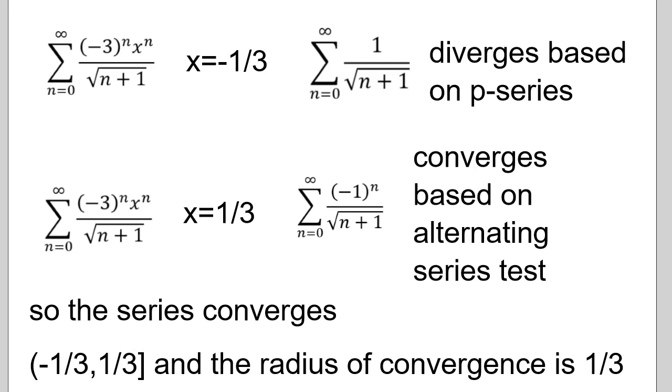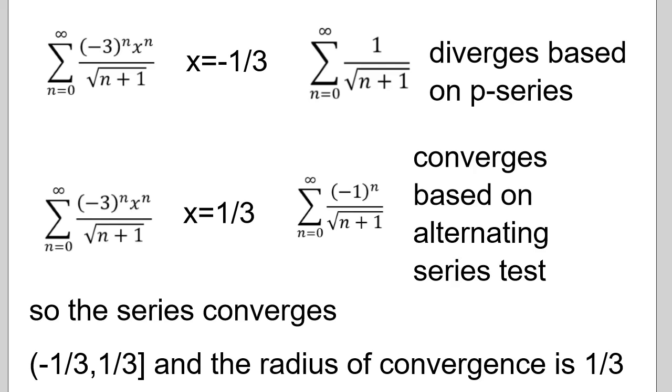Once we've got that, we've got to test it at those endpoints. We've got to test it at the negative 1/3 and the 1/3. When I plug negative 1/3 into it, I get 1 over the square root of n plus 1. Now this is going to diverge based on the p series because p is 1/2.